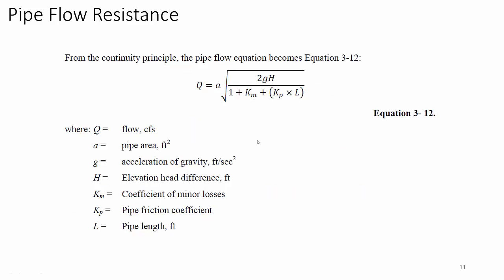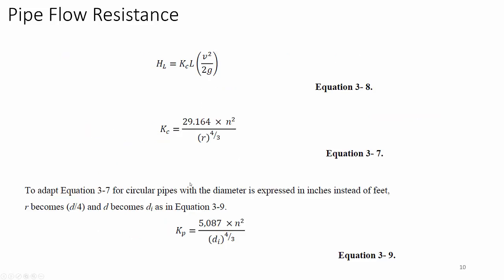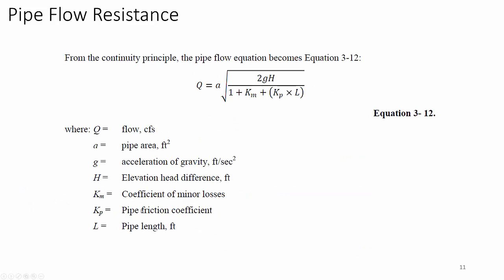For continuity and principle, the pipe flow equation becomes Q equals A times the square root of 2gH, which is gravity times the head, over 1 plus K sub M, where K sub M is the coefficient of minor losses, plus K sub P, which is pipe friction losses, times the length in feet. So now we can convert that back to feet. And I think I misspoke earlier when I talked about units here, because I think the 5087 is an inch and feet conversion to keep us in feet for length, because there we have it in length and feet as well. Just pay attention to the units.